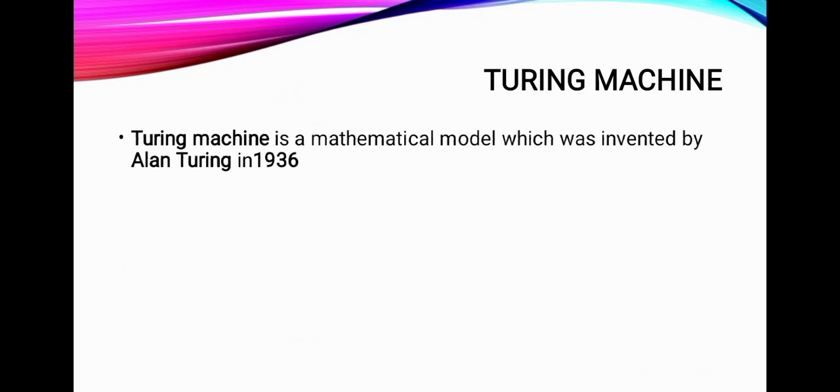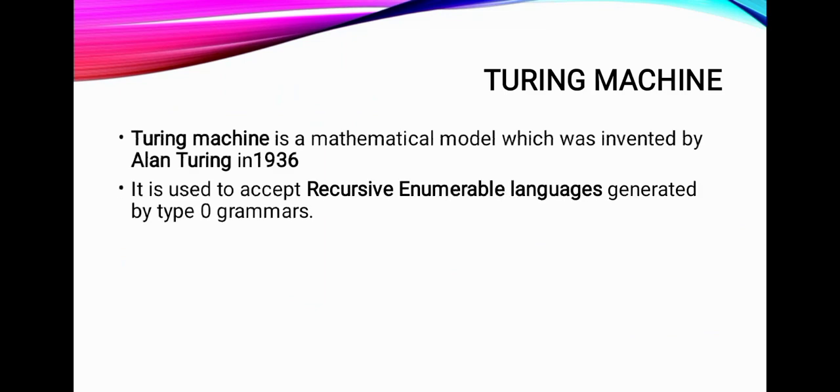Before going through our topic, we should know about Turing machine. Turing machine is a mathematical model which was invented by Alan Turing in 1936. It is used to accept recursively enumerable languages generated by type 0 grammars. Recursively enumerable means there exists a Turing machine that accepts every string of the language and does not accept strings that are not in the language.